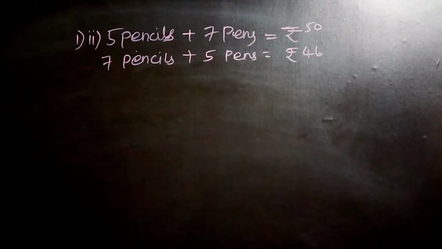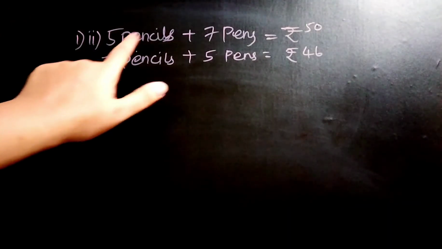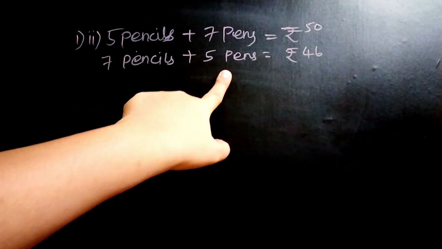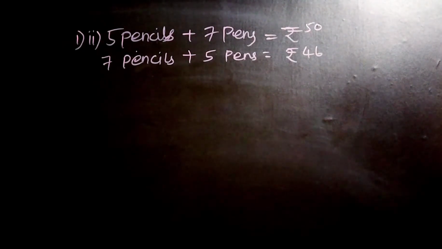Second subdivision. 5 pencils and 7 pens together cost rupees 50, whereas 7 pencils and 5 pens together cost rupees 46. Find the cost of 1 pencil and that of 1 pen. So here what we are going to do? 5 pencils, 7 pens. 7 pencils, 5 pens. So we don't know the cost of 1 pen or 1 pencil. That is what we need to find.